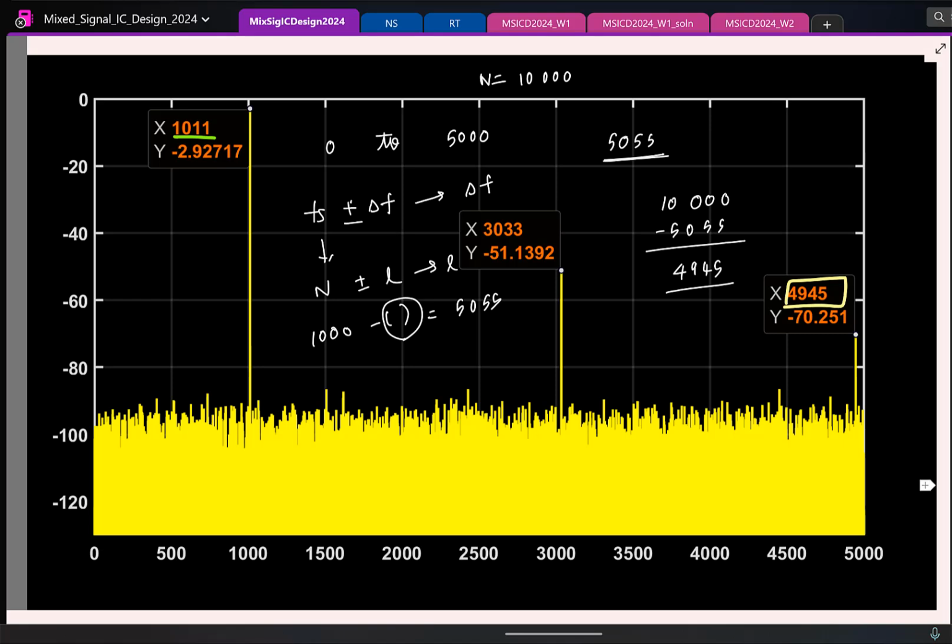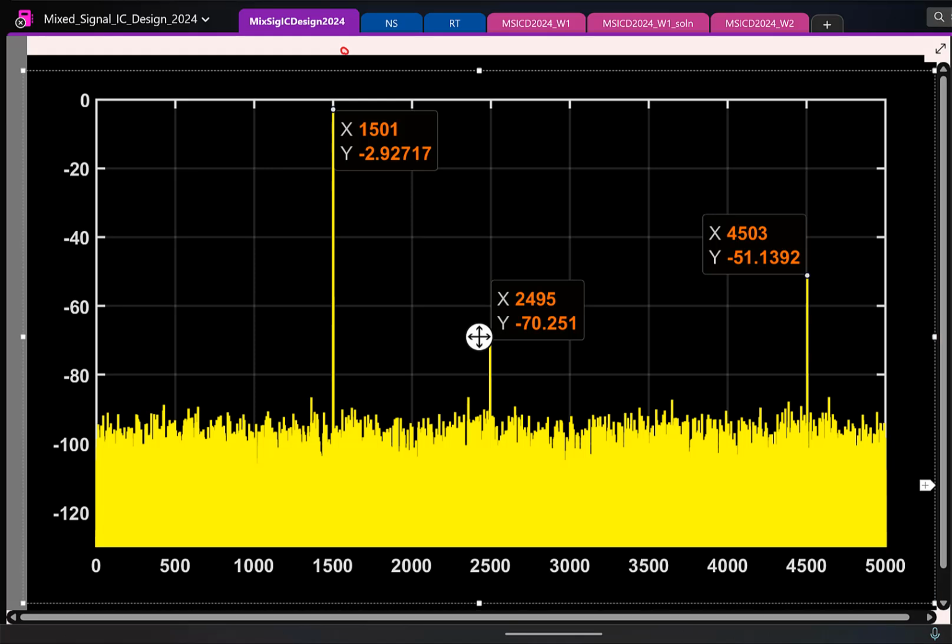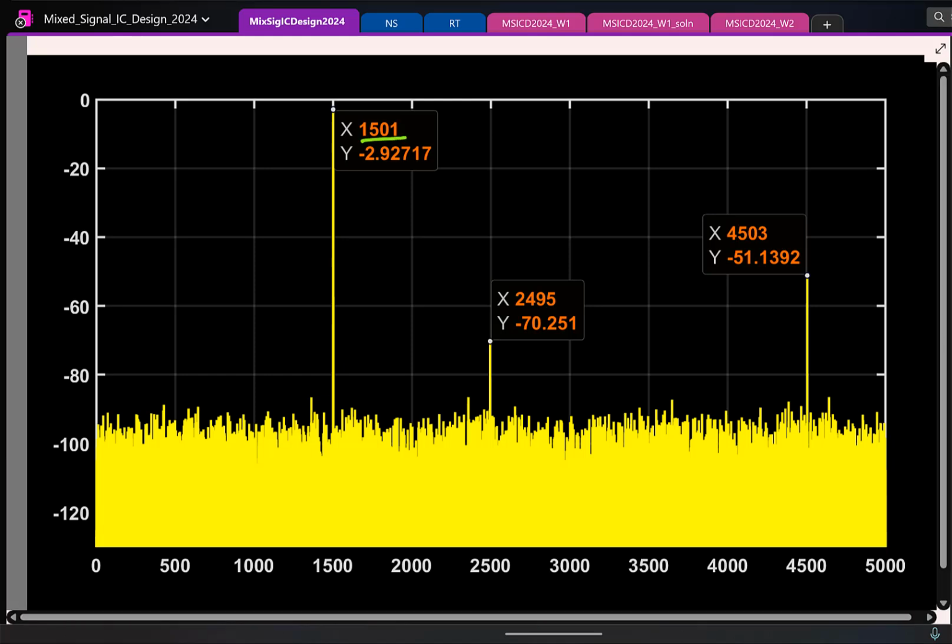And again, I have chosen a case like that here. The ADC is the same, I have not changed anything, just the input. 1501 times 3 is 4503, within the range. 1501 times 5 is 7505, and this you can calculate aliases to this. Again, this is 10,000 minus 7505.